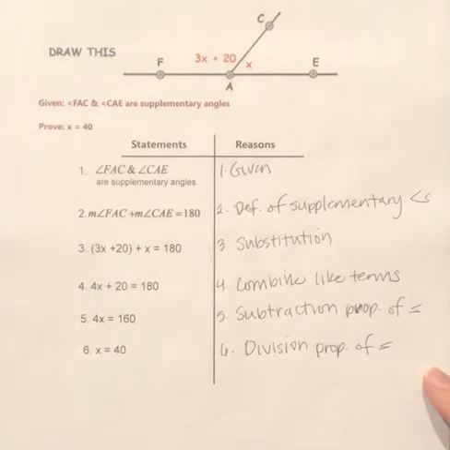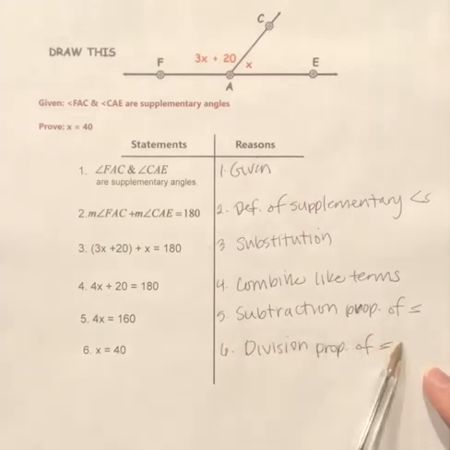From here, I'm just doing algebra. My next statement would be 4x plus 20 equals 180. And the reason why I am saying 4x plus 20 equals 180 is because I've combined like terms. I just took my 3x and my x and combined them. The next thing I would have here is 4x equals 160. And how I got that is I actually subtracted 20 from both sides. So the reason I can say that 4x equals 160 is because of the subtraction property of equality.